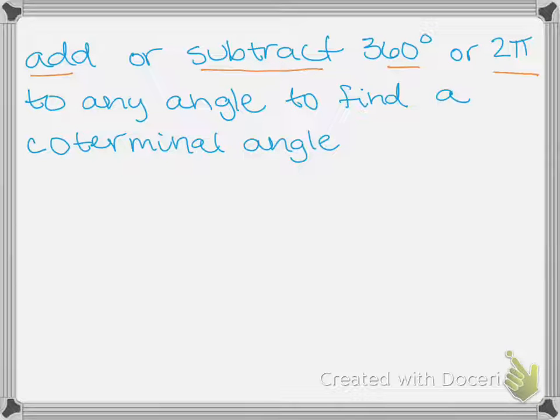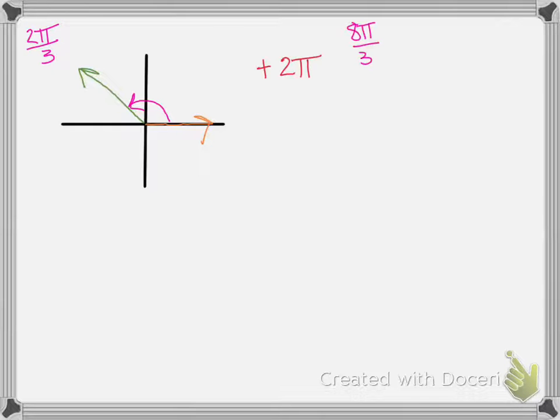How do we find coterminal angles? You either add or subtract 360 or 2 pi to any angle to find a coterminal angle. You may need to do this more than once, okay? But that's it. That's the only rule for today. Add or subtract 360 or 2 pi to any angle to find a coterminal angle. All right, let me get to the examples.